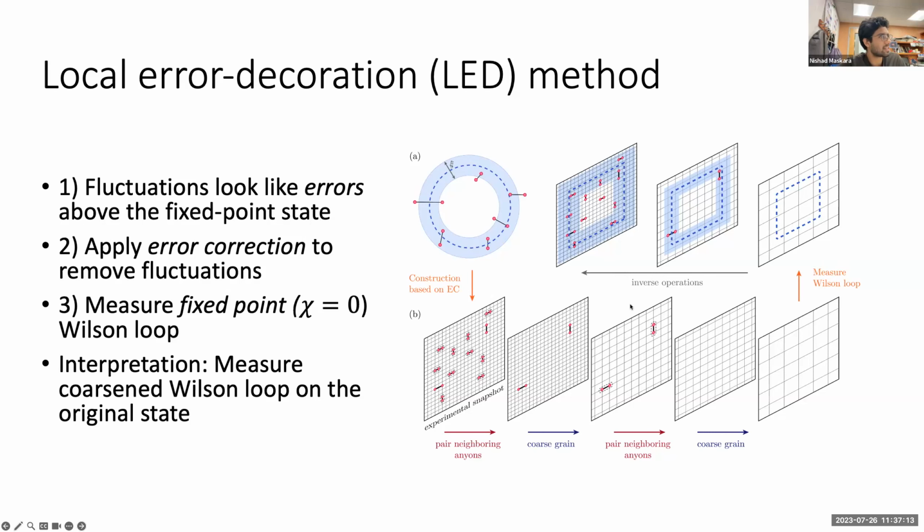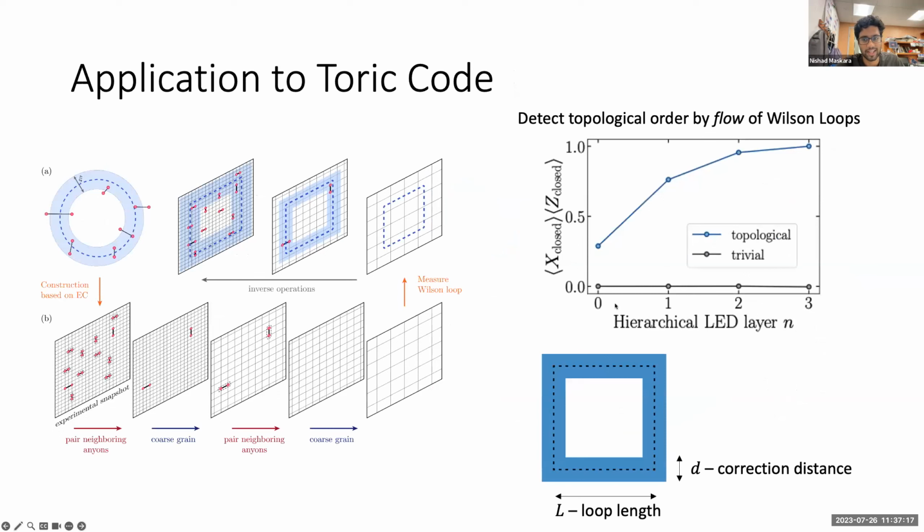Cool. So this is, I think, the most important slide in the talk. We can now understand and test it out and see how it works in some cases. The key metric that's going to tell us whether we're in a topological state or a trivial state is essentially the flow of the expectation value of these Wilson loops under this LED coarse graining approach. And as we discussed, the key thing to make sure you're preserving is that the loop length remains a lot larger than the correction distance, so that these effective anyons have an interior.